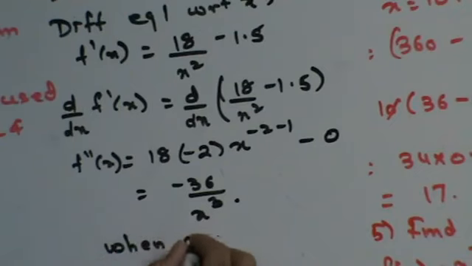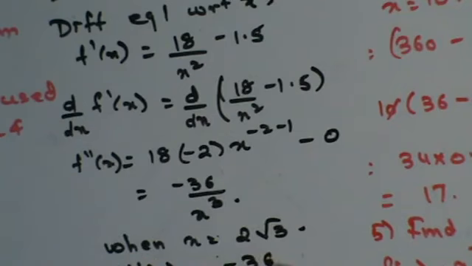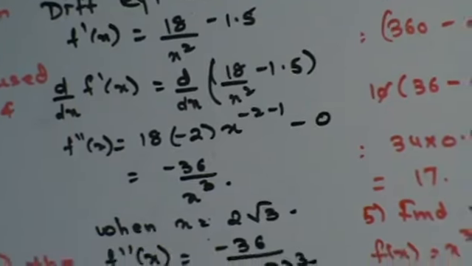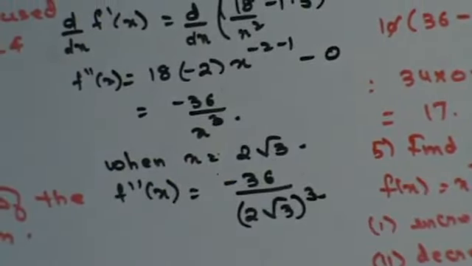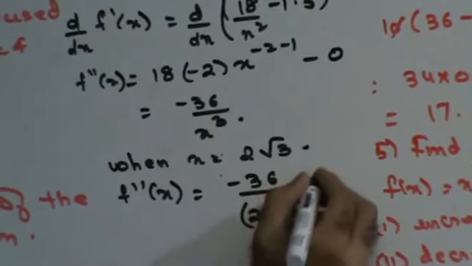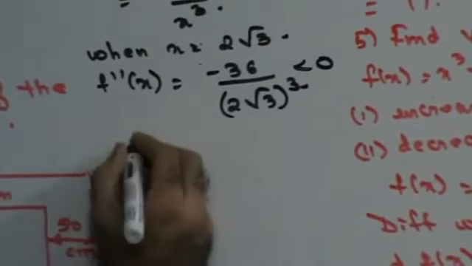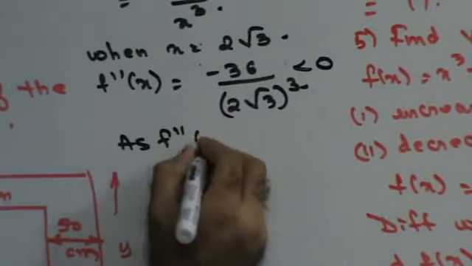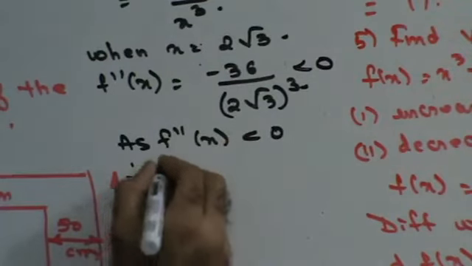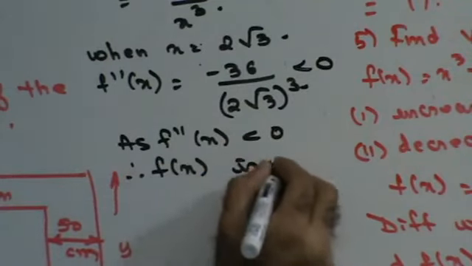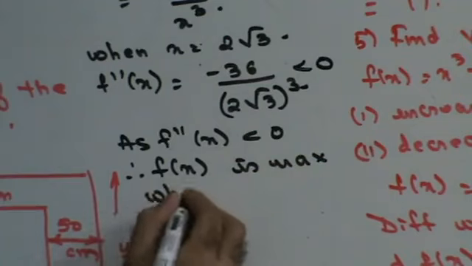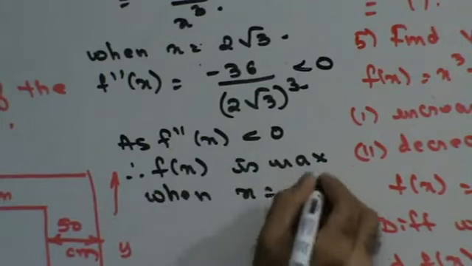When x is equal to 2 root 3, f double bar of x will be minus 36 upon 2 root 3 the whole cube, right? Now this number, since it has a negative sign, obviously is going to be less than 0. So I'll say as f double bar of x is less than 0, therefore f of x is maximum when x is equal to 2 root 3.